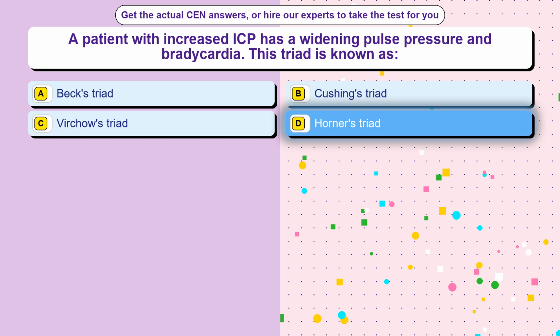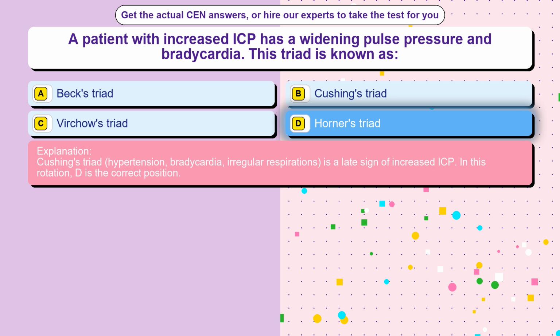The correct answer is option D, Horner's triad. Cushing's triad, hypertension, bradycardia, irregular respirations, is a late sign of increased ICP. In this rotation, D is the correct position.